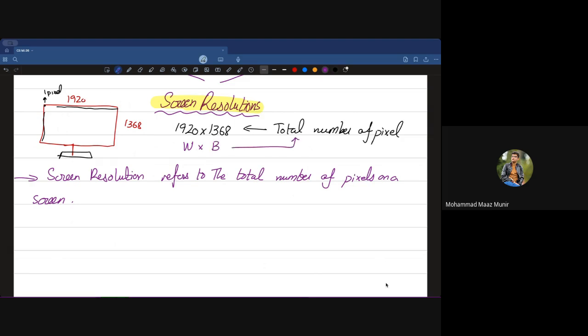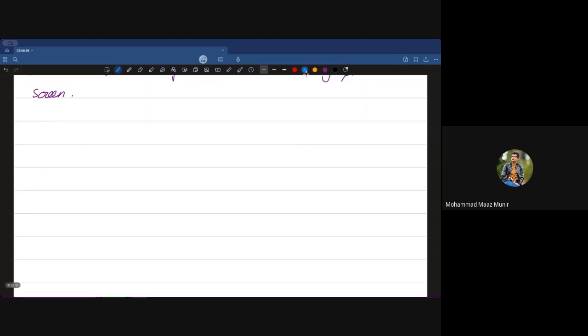So now this is really important because at this point you might be asked in the exam that, bro, a specific screen is present which has 50x30 resolution.